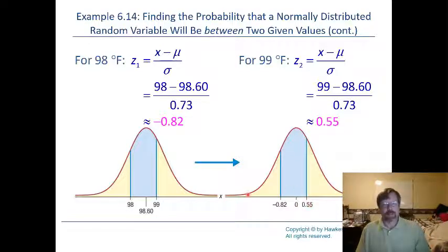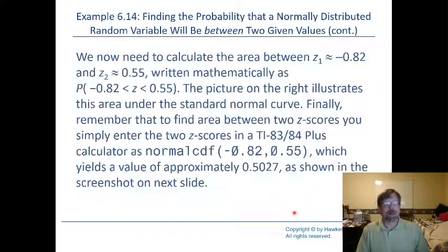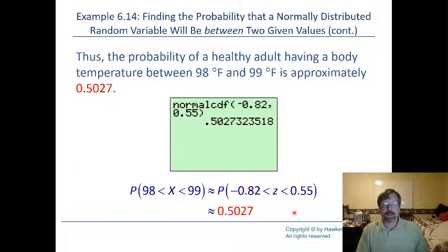So remember, to do this, we can find the area to the left of 99, and then the area to the left of 98, and subtract the area to the left of 98 from the area to the left of 99. Using the z-scores in the table or something like that. We can do this in the calculator in one step. We get 0.5027.